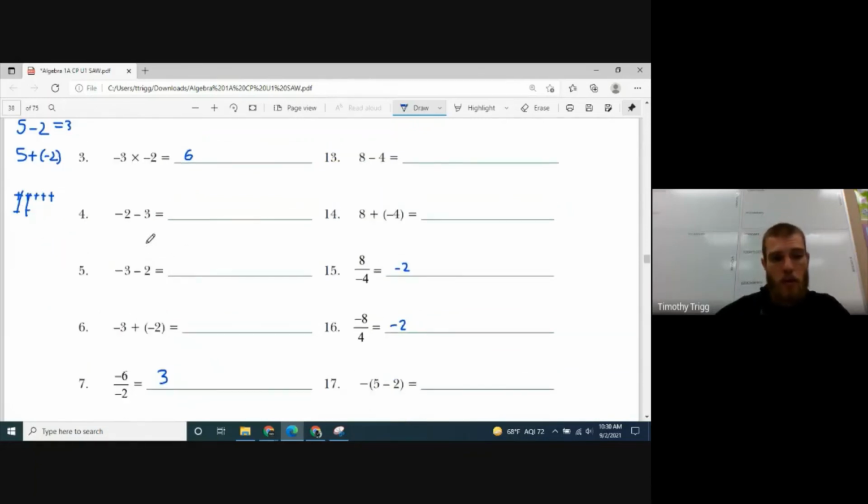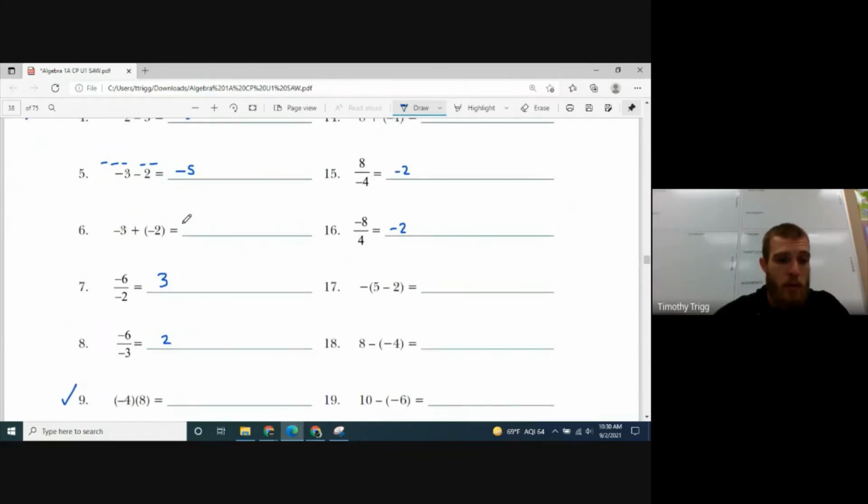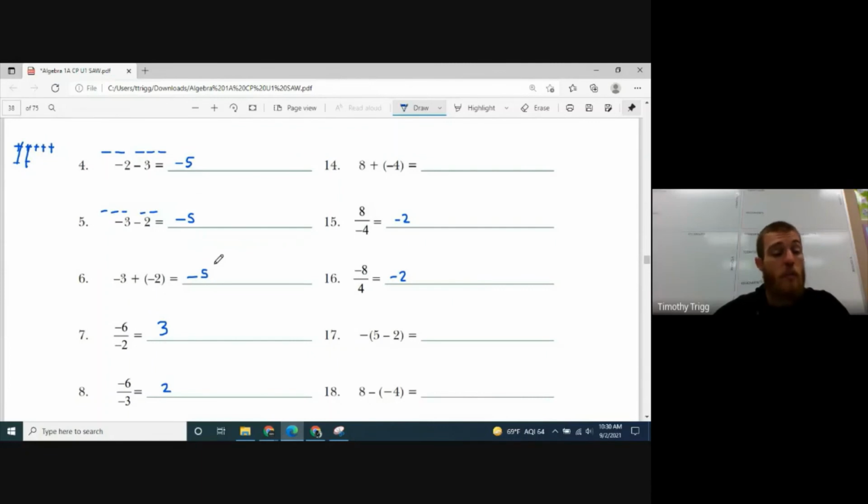What about number 4 here? So I have a negative 2 and a negative 3. So negative 2, that's 2 negatives. And then I've got negative 3, 3 negatives. Okay, are there any positives there to cancel? No. So this is actually negative 5. This is the exact same question, right? 3 negatives and 2 more negatives. That's 5 negatives in total. This is the same question. Okay, so these are all actually the same question, just different ways of writing it.